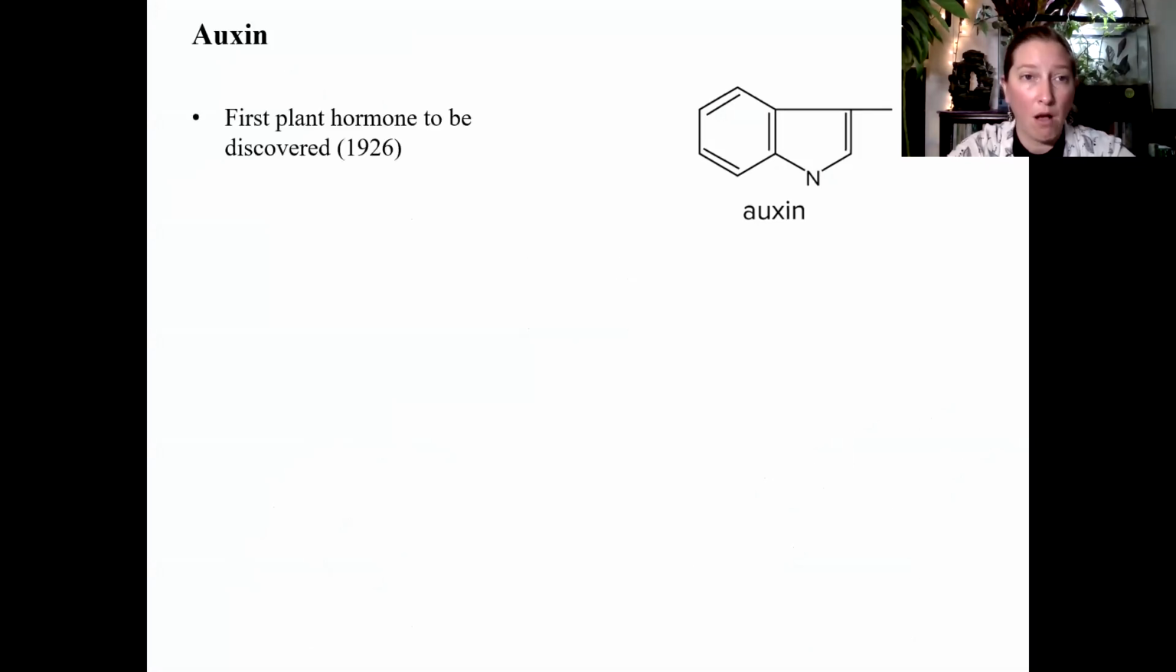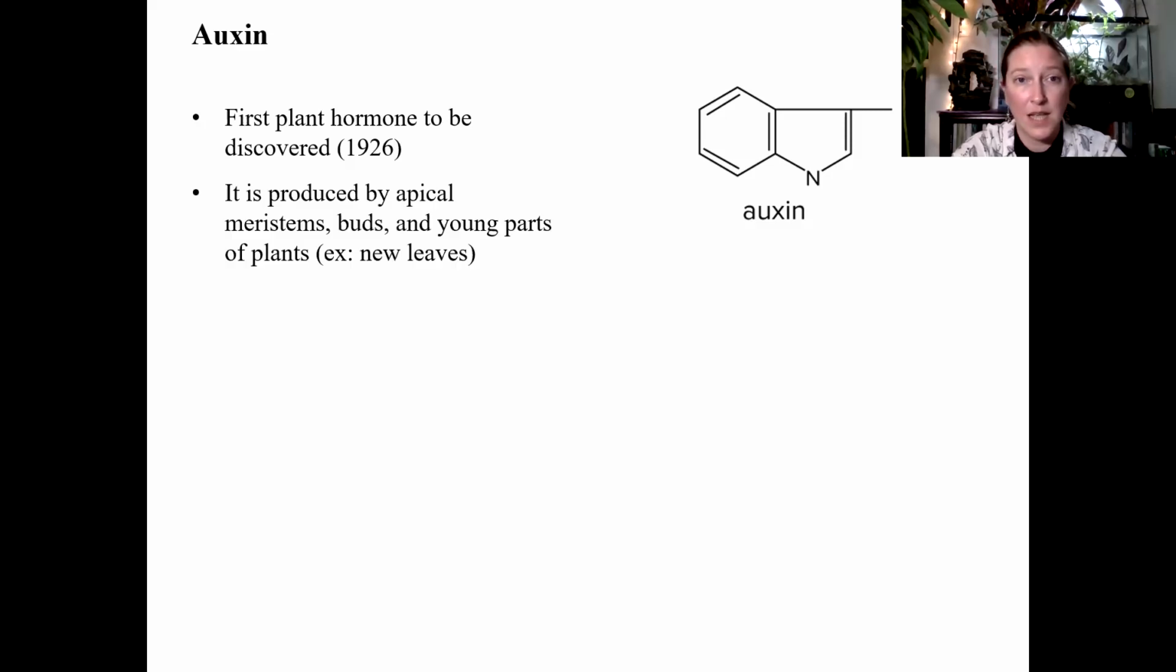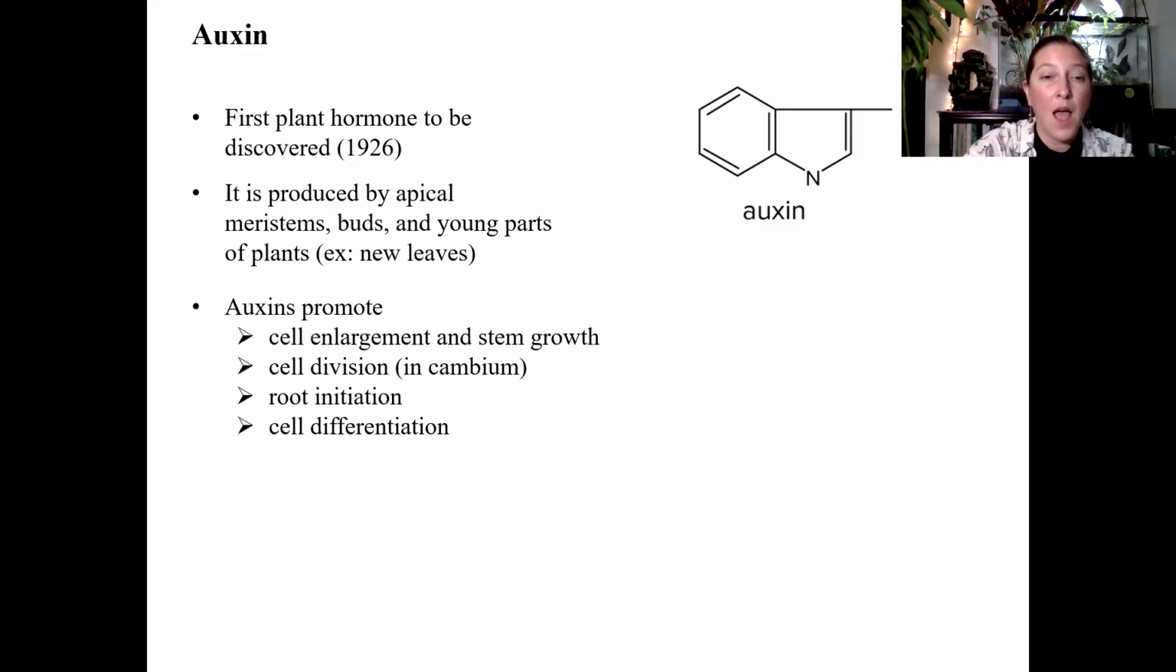So first, we'll talk about auxin. Auxin was the first plant hormone to ever be discovered, and it was discovered in 1926. It's produced in a lot of different parts of the plant, including those apical meristems, which you guys are super familiar with at this point, in buds, and then in the young parts of plants. So for example, young roots and new leaves and things like that.